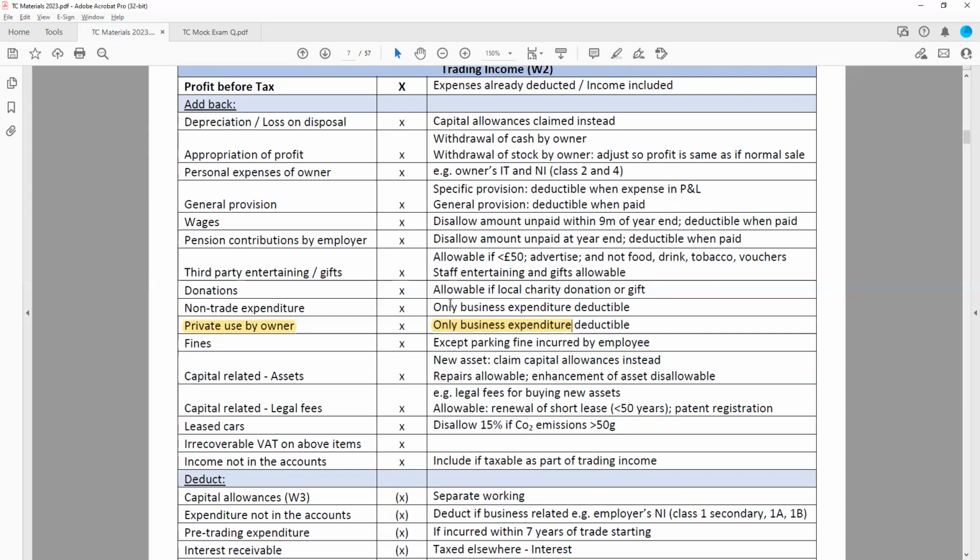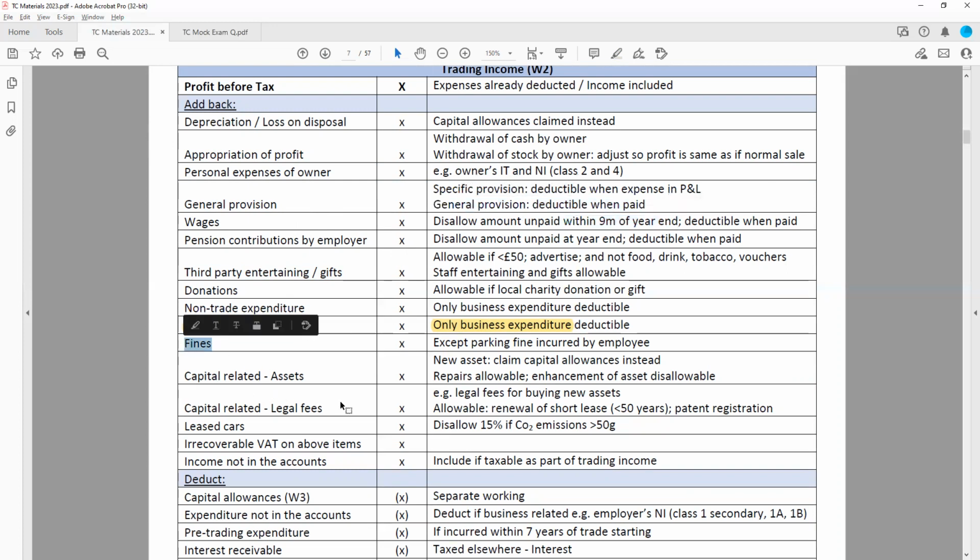However, there are some rules, once again, which have specific rules. So, third party entertaining is disallowable. There are specific rules about general provisions, which are only deductible when they are paid. Even wages have to be paid within 9 months of the year end.